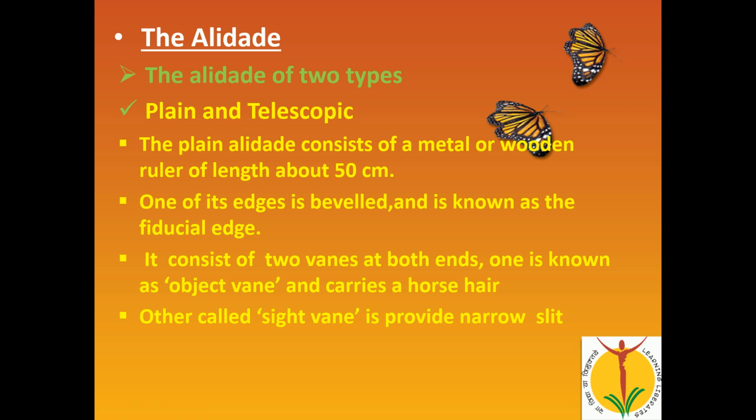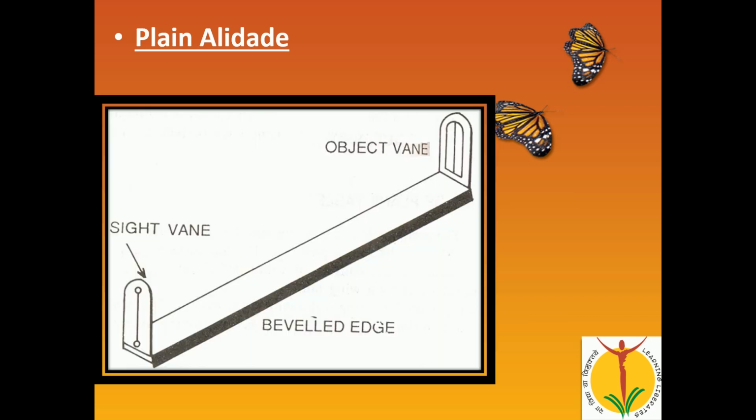One is known as the objective vane and carries a horsehair. The other vane is called the side vane and is provided with a narrow slit. So this is a typical sketch of the alidade having two vanes. First is the object vane and second is the side vane, and here is the beveled edge having the centimeter graduations, having a length of 50 centimeters.